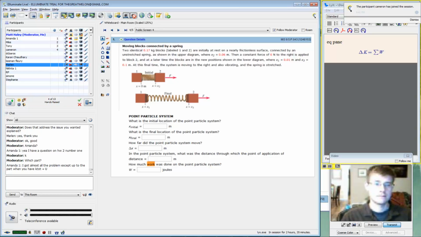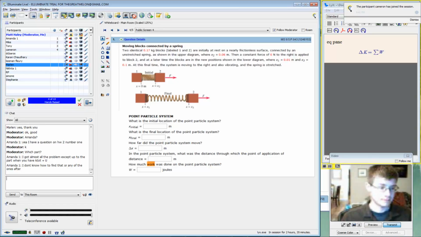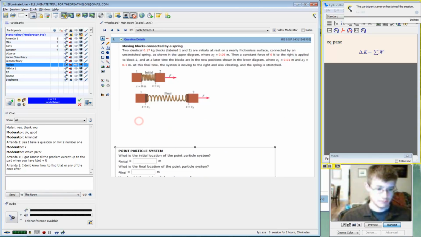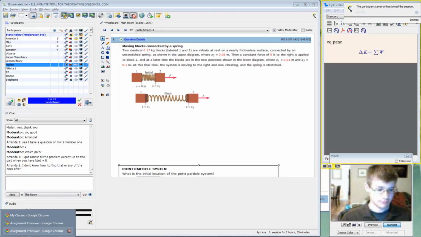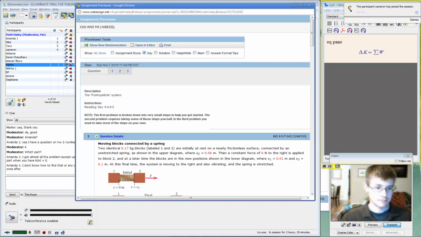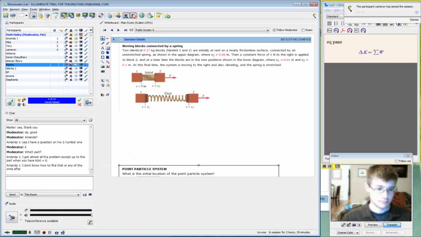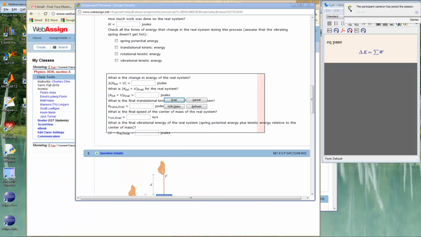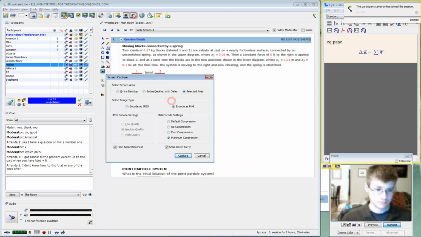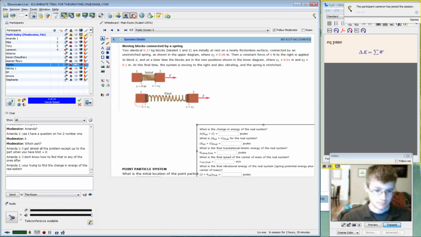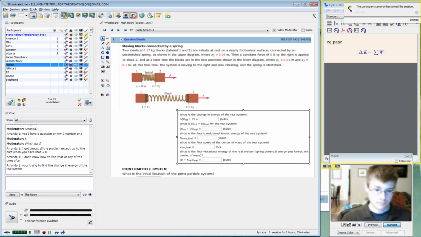Okay, here's another multi-particle question where you have 2 blocks connected by a spring. The student asked about a different part that I hadn't snapshotted in before. So I went to my browser, found the place where she was asking about, and then I snapshotted that into the problem, into the whiteboard.